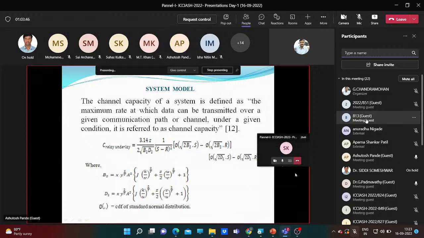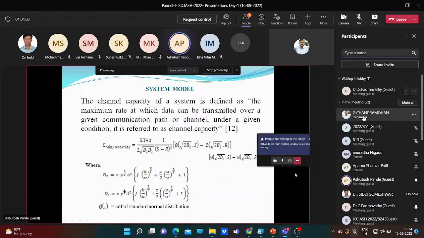The channel capacity of a system is defined as the maximum rate at which data can be transmitted over a given communication path or channel under a given condition. It is referred to as channel capacity. This formula of underlay channel capacity is being taken from reference number 12 and 11.